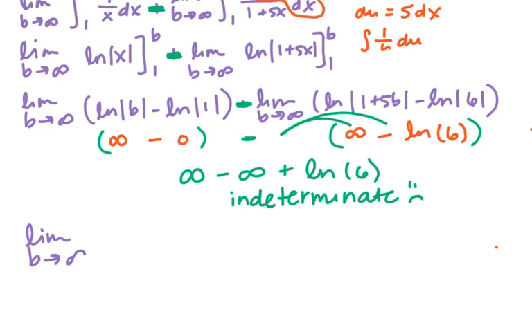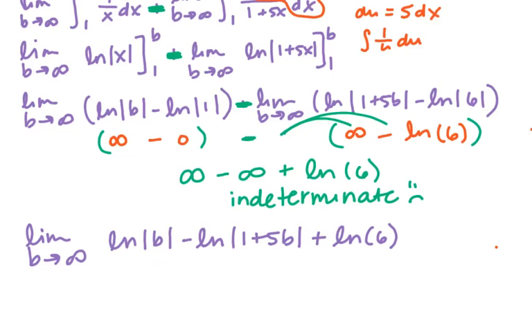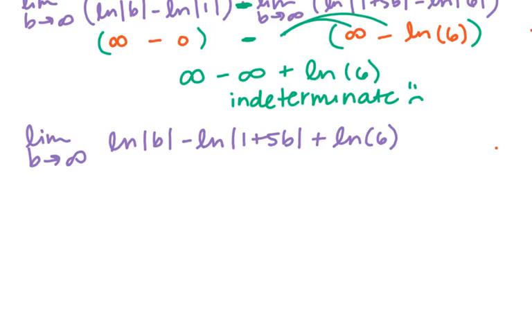I'm going to combine this line so they're not separated out like this, so you can see what we're really going to have here. We're going to have the natural log of b. ln 1 is going to 0, so I'm just going to leave it out. Then I have minus ln of 1 plus 5b, and then minus negative ln 6, which will be plus ln 6. So this is the problem here, where we're getting infinity minus infinity.